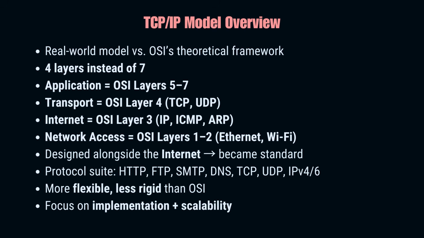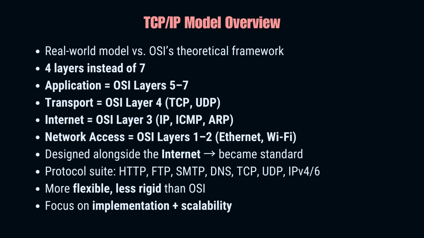While the OSI model provides excellent conceptual understanding, the TCP/IP model represents what's actually implemented in real networks today. This four-layer model combines OSI functionality. The application layer merges OSI layers 5, 6, and 7 into network services. The transport layer matches OSI layer 4 with TCP and UDP. The internet layer corresponds to OSI layer 3 with IP addressing and routing, and the network access layer combines OSI layers 1 and 2 for physical transmission and local delivery.